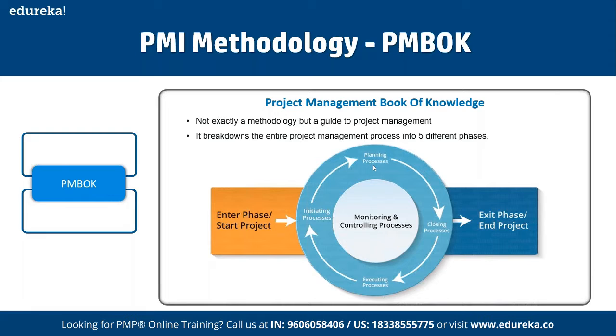And then we have the executing part here. In terms of execution, the process group consists of processes which are used to complete the work defined in the project management plan, and it's about achieving the project's objectives. And then we have the monitoring and controlling phase here. This process group involves tracking, reviewing, and regulating the performance of the project. So in order to deliver a successful project, we have to make sure that we are monitoring and controlling all the parameters. And it's an essential task. Using this, we can keep track of multiple baselines, like time, cost, quality. We can identify the potential problems quickly and take all the corrective measures to rectify them. And then at last we have the exit phase, or we can say the closing phase.